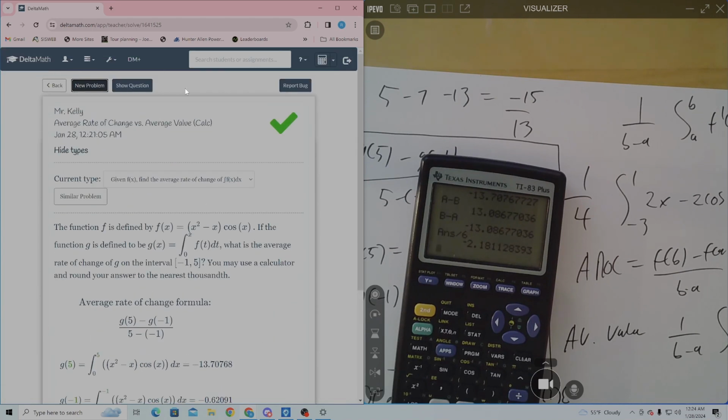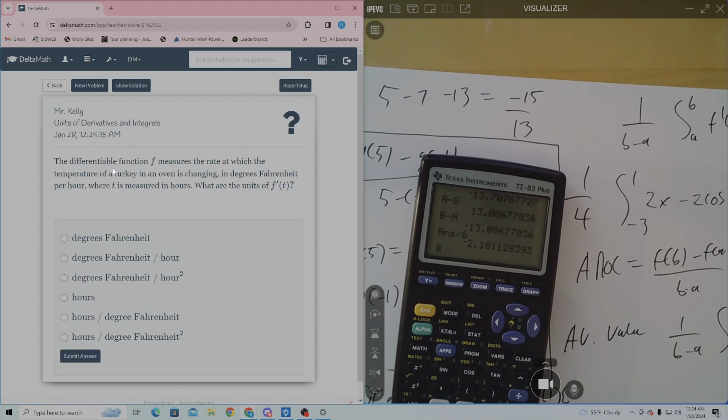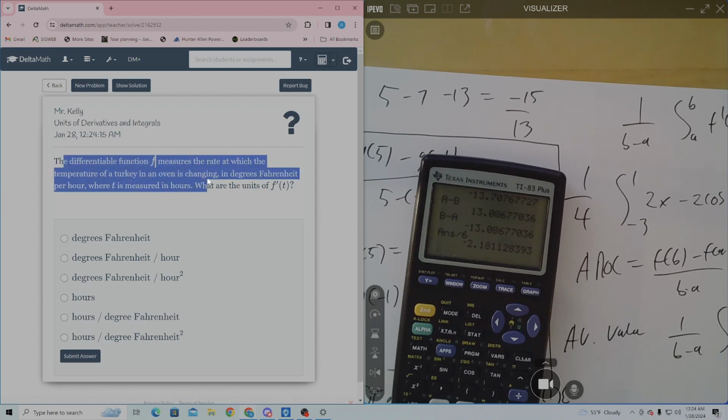Okay, so that's that. Units, these aren't too bad, once you understand them. I guess that can be said for everything, huh? Okay, let me get a piece of paper for this one.